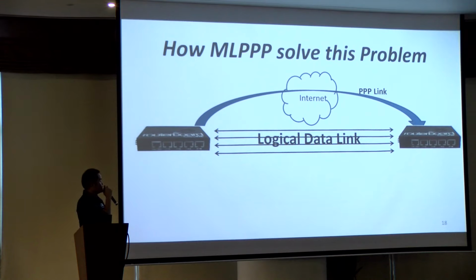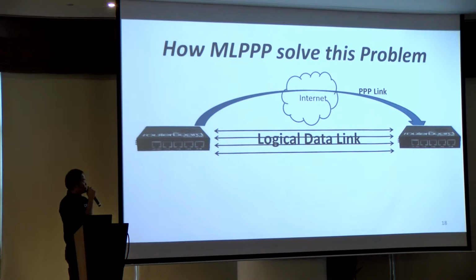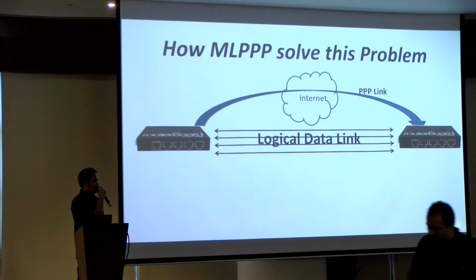It splits the PPP link into logical data links. We have one PPP link, and it is logically divided into logical data links, so that they can carry the Ethernet frame. That's why MLPPP makes these logical data links, and we combine them.